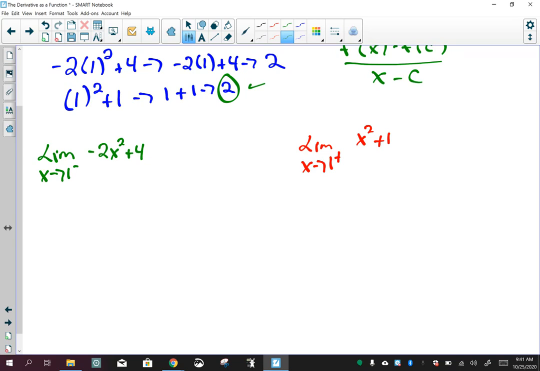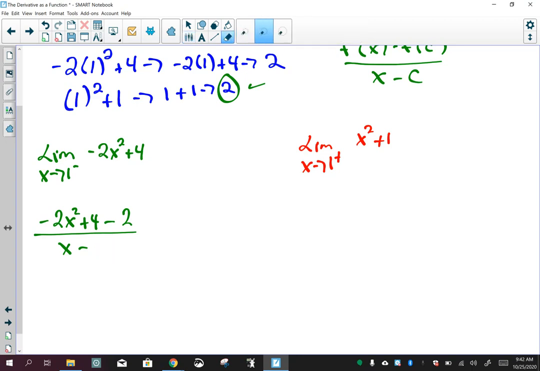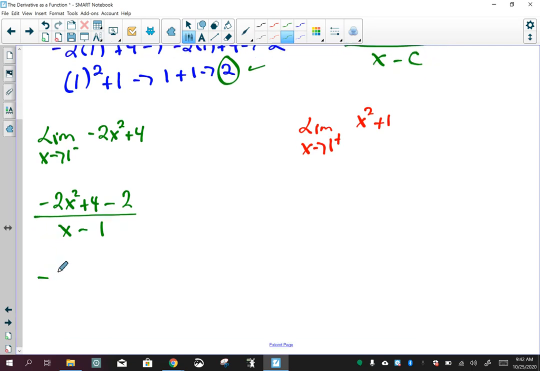Now the next thing to know, if we actually have a derivative here, is that both of these limits have to match. So we have negative 2x squared plus 4, and then minus that c value that we did, so minus 2, all over x minus 2. No, sorry, not 2. 1. This gives me negative 2x squared plus 2 all over x minus 1.